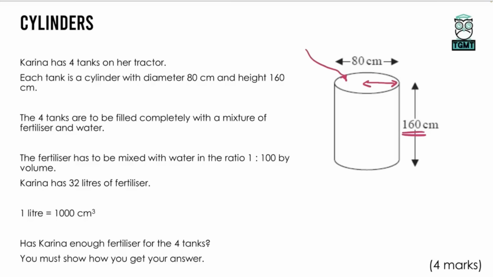The radius is half of the diameter, so that's going to be 40 centimetres, and then we're going to use our formula pi r squared. Once we've done that, we'll times it by the height, and that's the volume of the cylinder. So if we work that out, that's going to be pi times 40 squared, and we can either type that in and then times by 160, or we can just times by 160 straight away. And let's just write that down then.